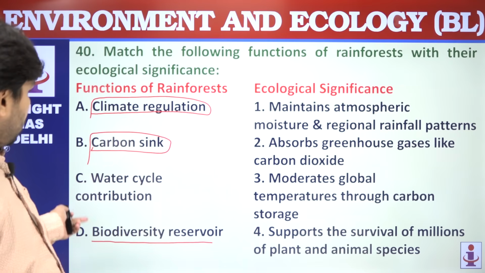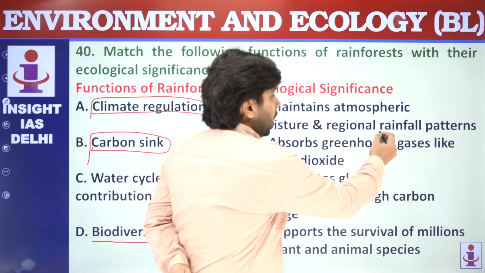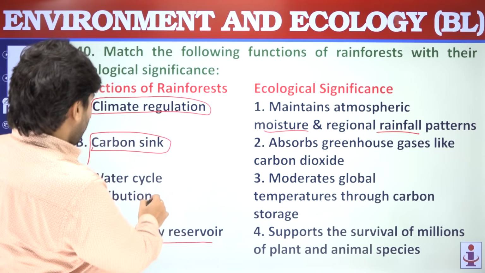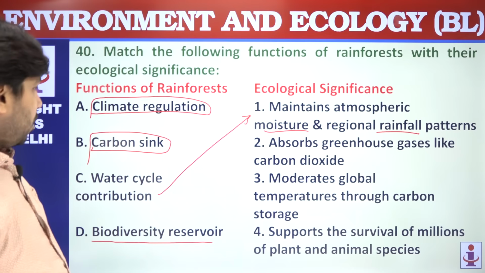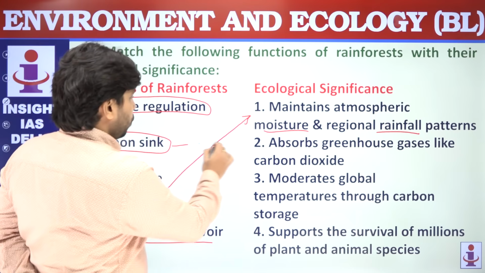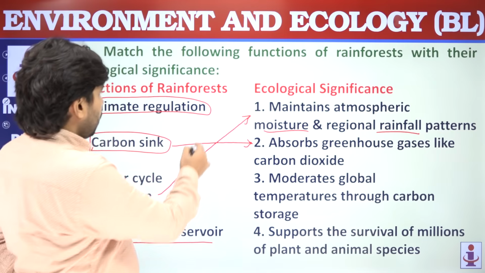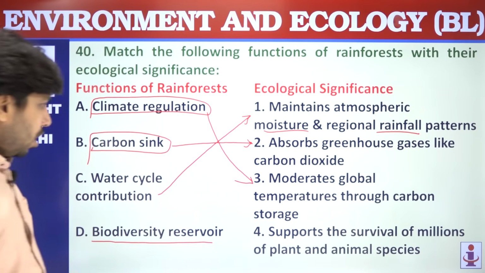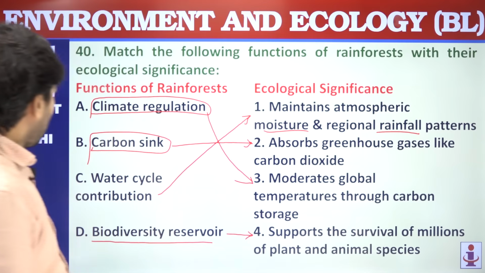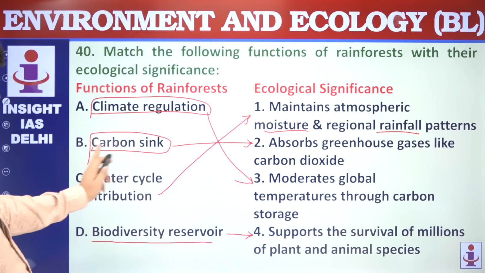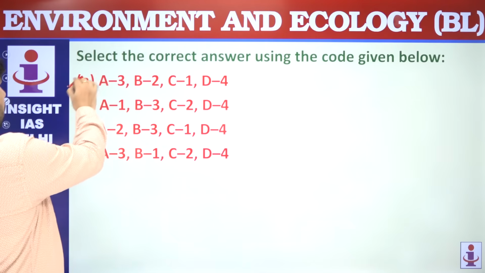Climate regulation, carbon sink. Here it is saying maintain atmospheric moisture and regional rainfall patterns. Rainfall, moisture, so it is related to water cycle contribution. Absorbs greenhouse gases like carbon dioxide, so this is related to carbon sink. Moderates global temperature through carbon storage, climate regulation. Supports the survival of millions of plants and animal species. D4. So A3, B2, C1, D4. Option A is your correct answer.